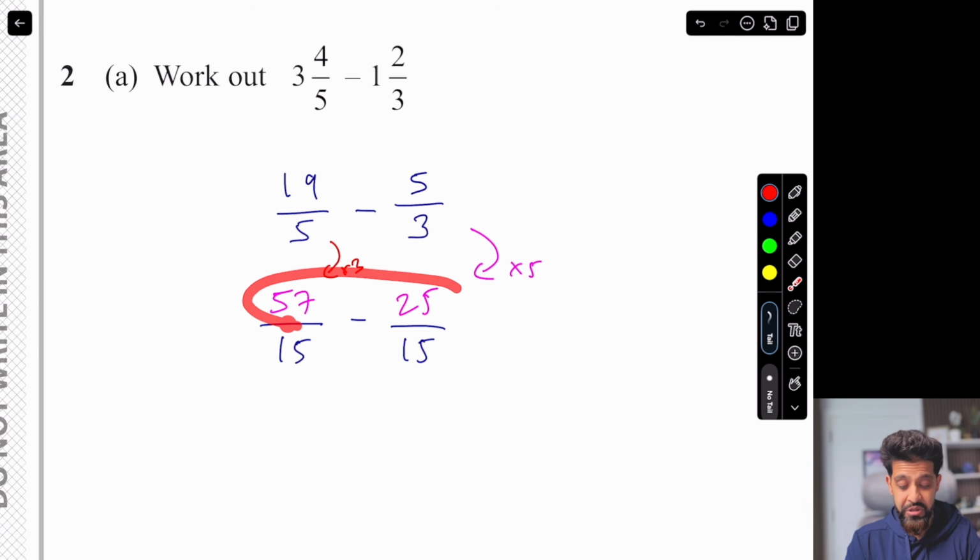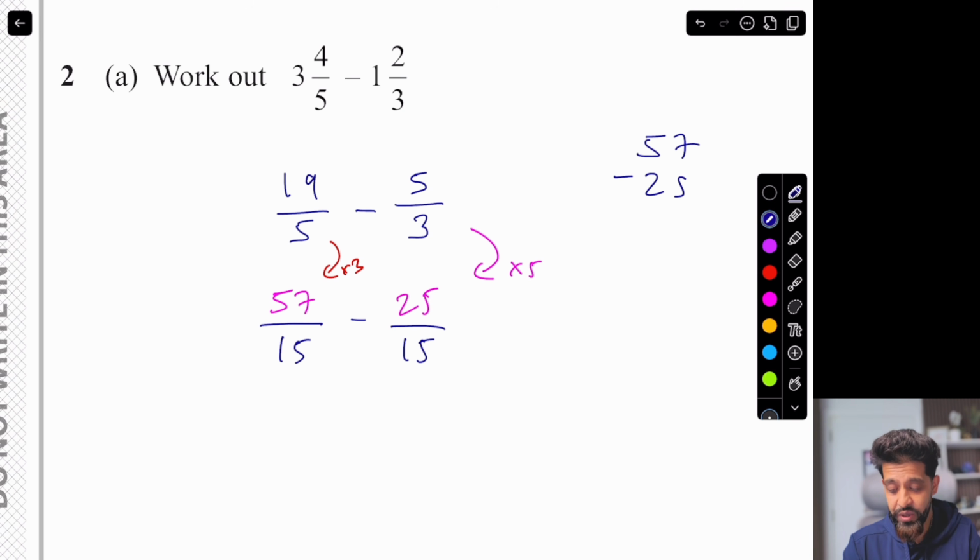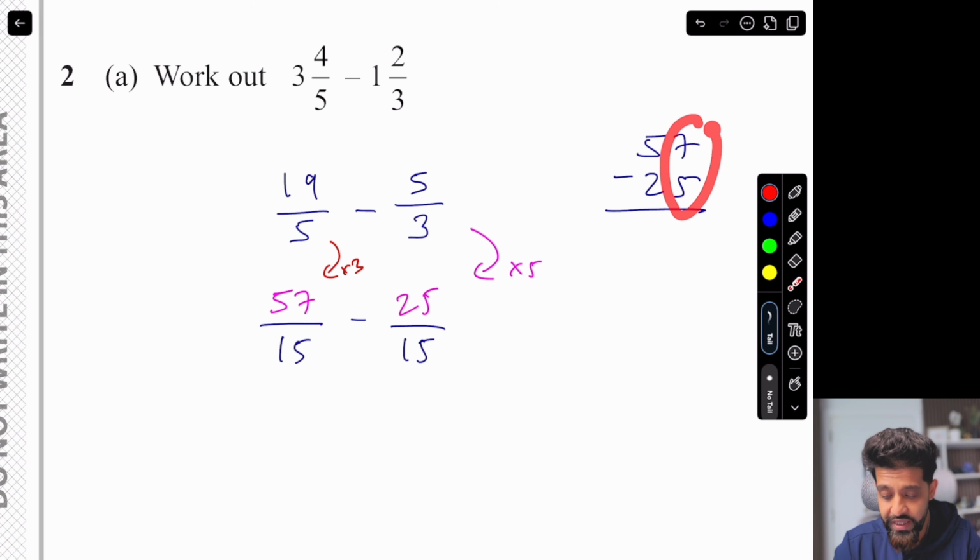Now, if you can do this in your head, great. If you can't, there's no shame in doing 57 take away 25, making sure that you don't make any mistakes. So let's quickly practice that. What's 7 take away 5? That is 2. And then what's 5 take away 2? That is 3. So the answer becomes 32.